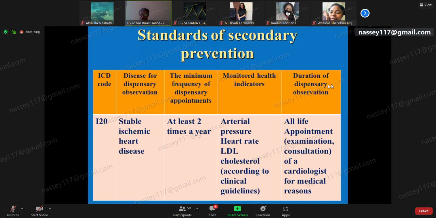As for duration of patient dispensary observation, it is all further life; this person should be under doctor observation. Sometimes we can recommend examination and consultation of cardiologists for medical reasons.